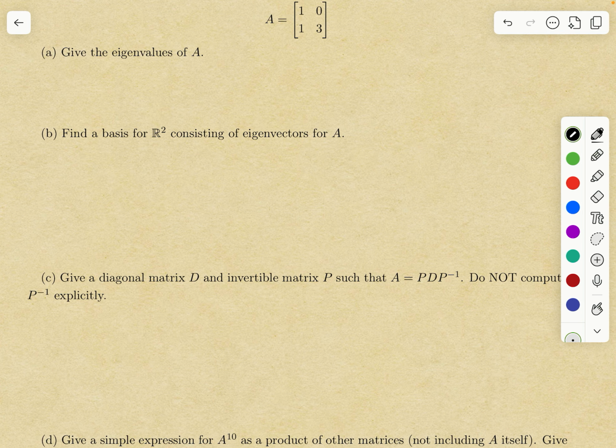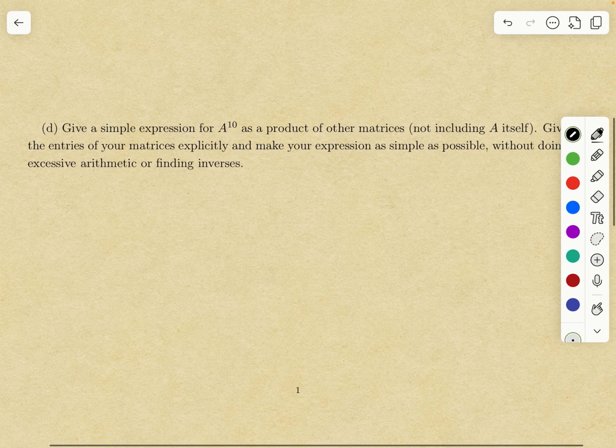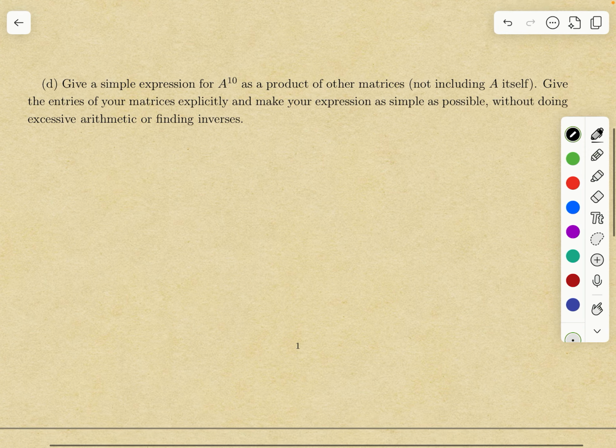Part C says, give a diagonal matrix D, an invertible matrix P such that A equals PDP inverse. Do not calculate P inverse explicitly. And part D says, give a simple expression for A to the 10th as a product of other matrices, not including A itself. Give the entries of your matrices explicitly and make your expression as simple as possible without doing excessive arithmetic or finding inverses.